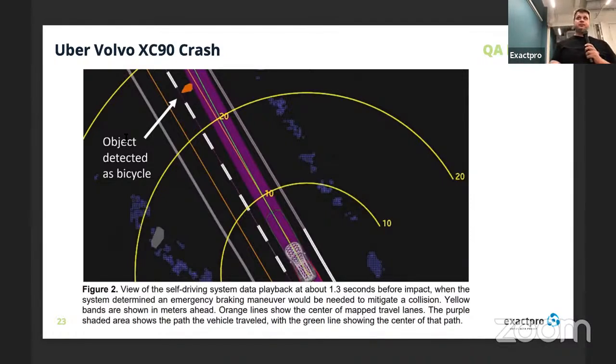Between 1 and 3 seconds prior to the crash, AI determined that it needed to immediately slow down and push the brake, not just brake, but emergency brake. So AI itself gave an order to push the emergency brake.